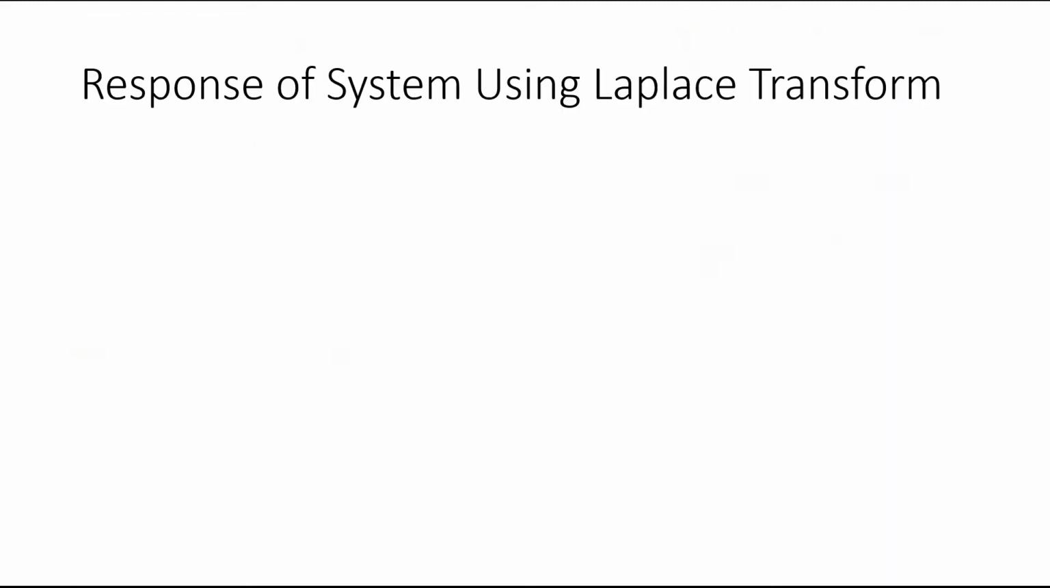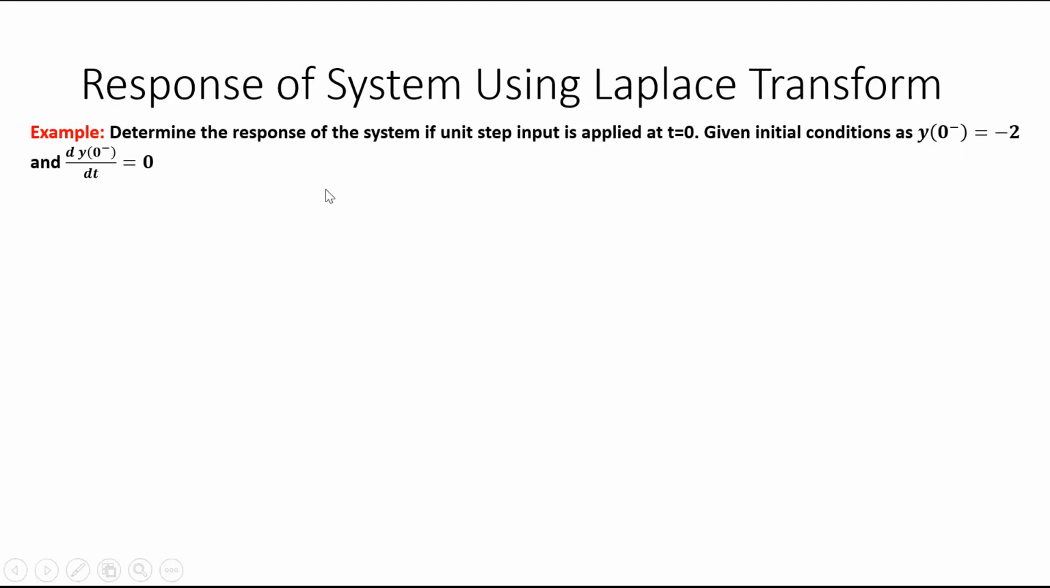For clear understanding, we can take an example. Determine the response of the system if unit step input is applied at t equal to 0, given initial conditions y of 0 equal to minus 2 and d by dt of y of 0 equal to 0. So here the given x of t as input signal is unit step input, means x of t is equal to unit step u of t. Then the initial conditions are given, y of 0 and d by dt of y of 0, that is y dash of 0.